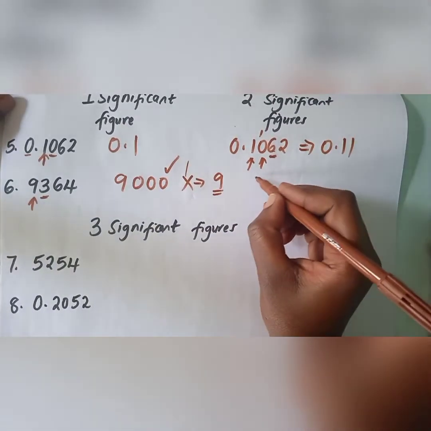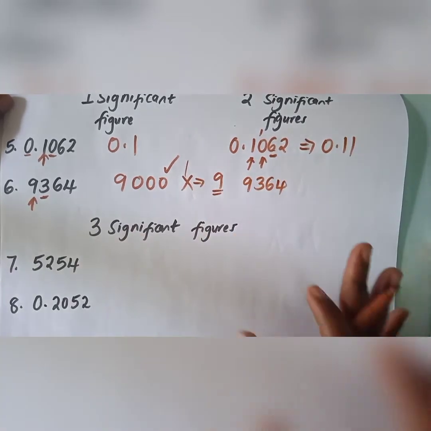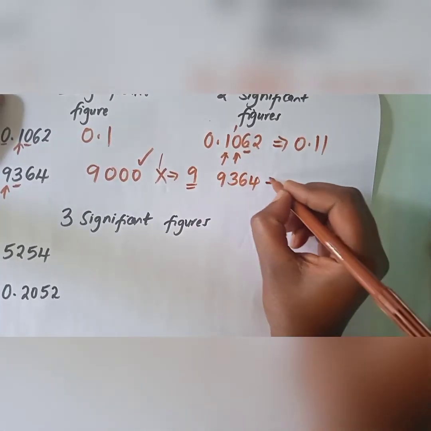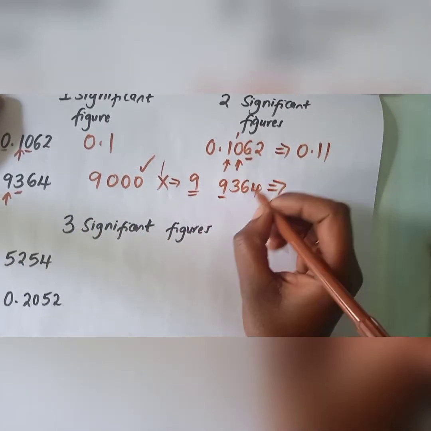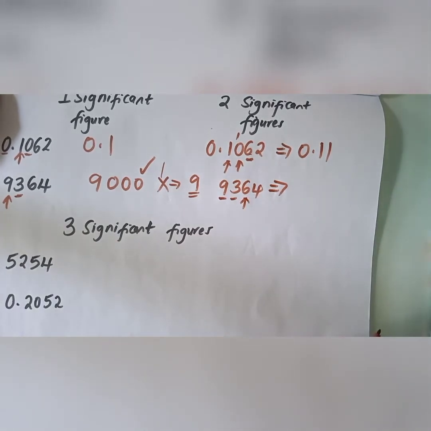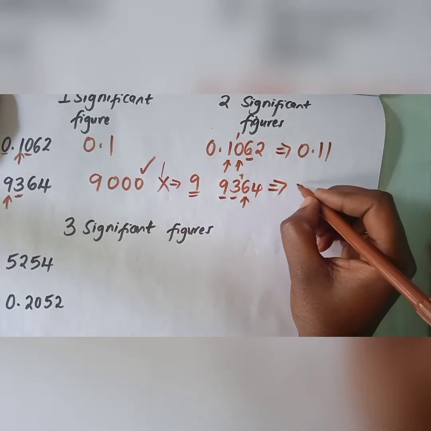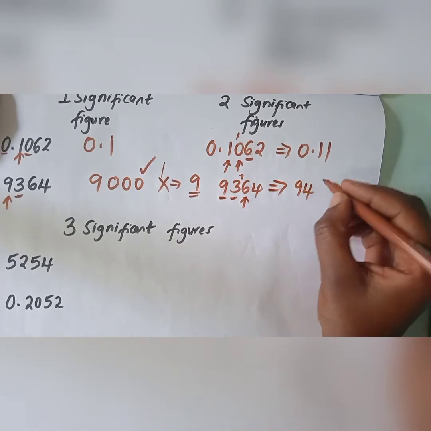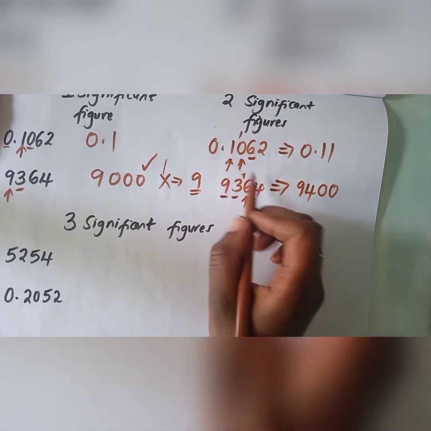Next one now we have 9364. Sorry, my work is a bit messy, but I hope you're understanding it. So this one to 2 significant figures. First significant figure. Second, look at the third one. It's more than 5. So this one rounds up by 1. So it becomes 94. But that's not the answer. You have to keep everything after that as 0 because this one is a whole number.